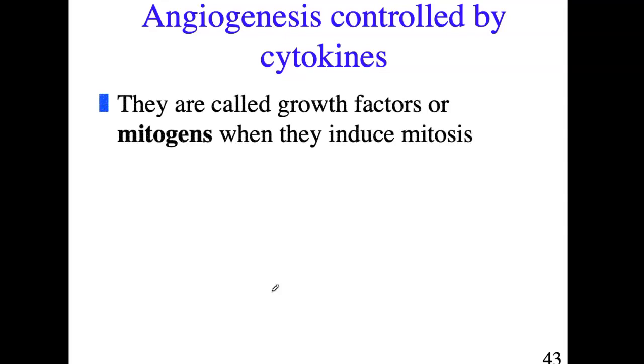How is this regulated? It's controlled by chemicals, by cytokines, which are local hormones. And they're called growth factors or mitogens when they induce mitosis. So you want to create more of them. You're exercising a lot, you need angiogenesis in these muscles. And these chemicals then are called mitogens.